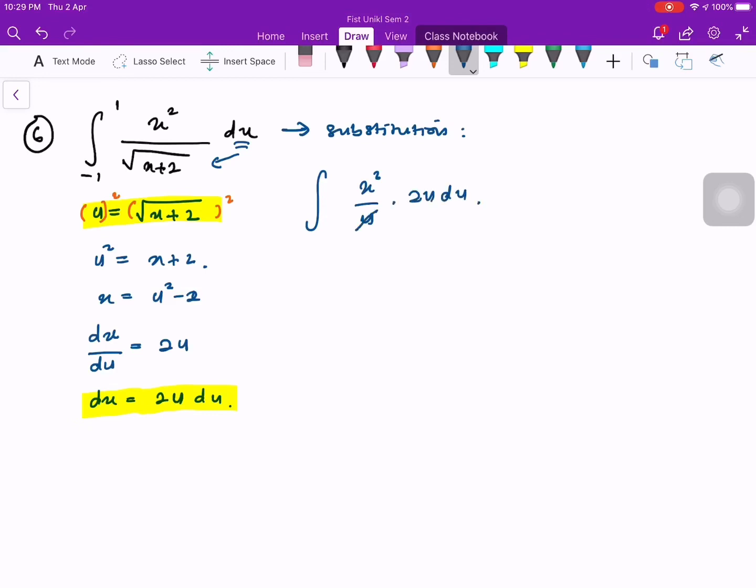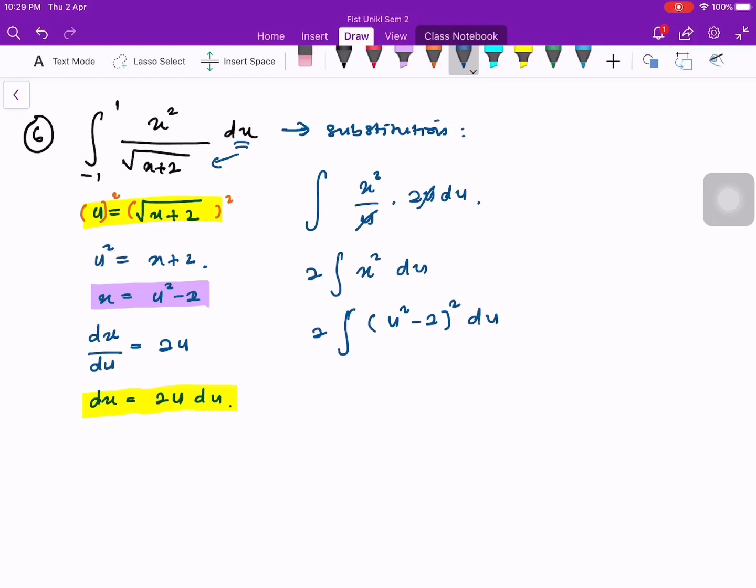Okay, so I simplify. 2 ni is a constant, saya keluarkan. So saya dapat x squared du. So now we still have x to replace with u. So we are going to use x is equals to u squared minus 2. Therefore saya akan dapat 2 integral of u squared minus 2 squared du. Okay, so now remember this is actually definite integral. We have a limit from 1 to minus 1.